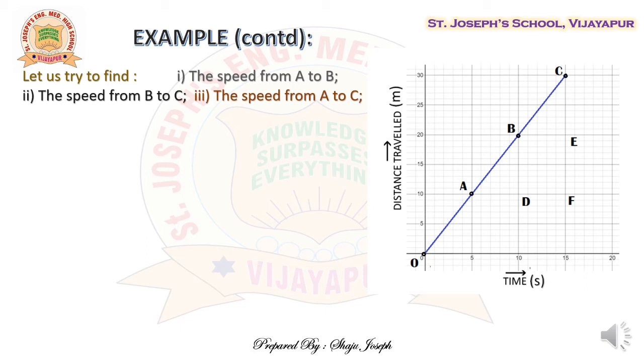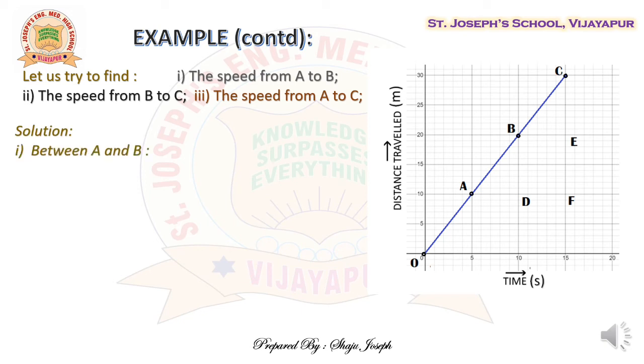Third sub question, the speed from A to C, from point A to point C. See, a linear graph always indicates uniform motion, which means the speed or velocity is always constant. Now let us see if the answer is almost the same. Going to the solution for the first sub question, that is between A and B.